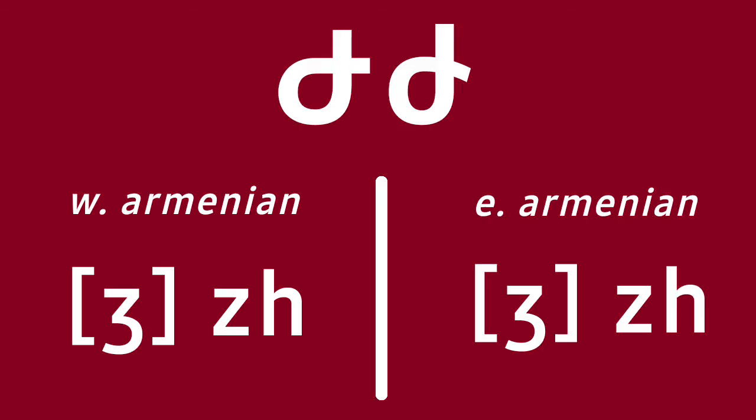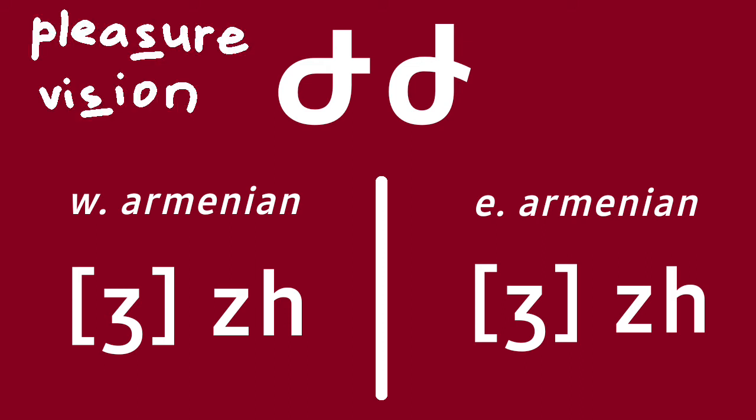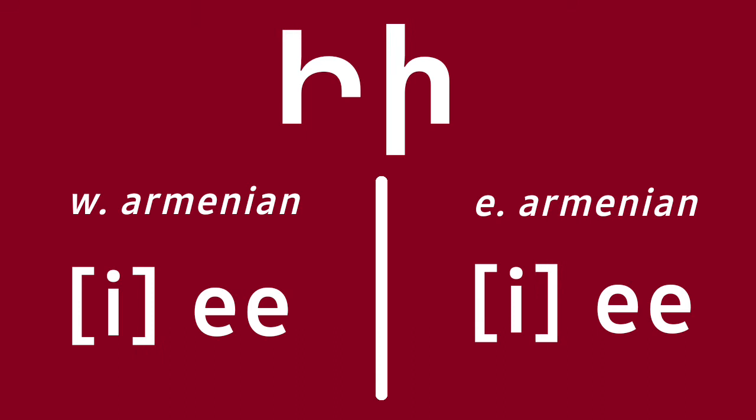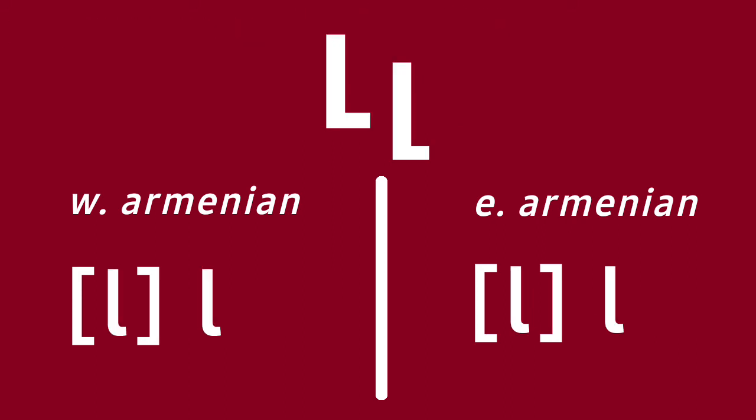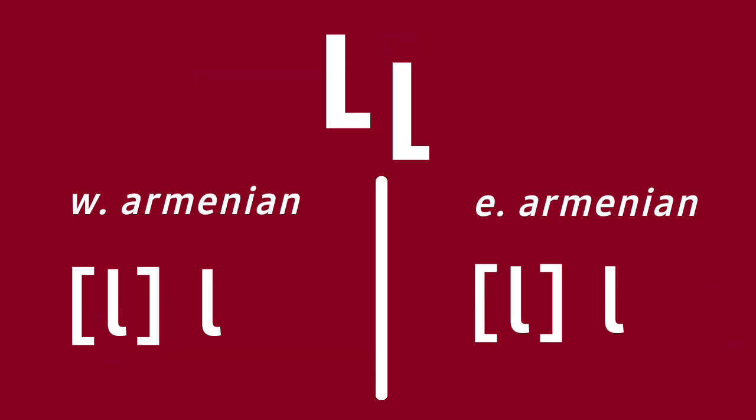Okay, next letter. Zhe is a swirly looking thing. It's pronounced zh, like in the words pleasure or vision. Ini is an H on steroids. It makes the double E sound, E, like in Illegofusiohippopocanorius. Lun is literally just an L that was obviously stolen from the normal alphabet. Its pronunciation is also the same, L, as in lumpy.